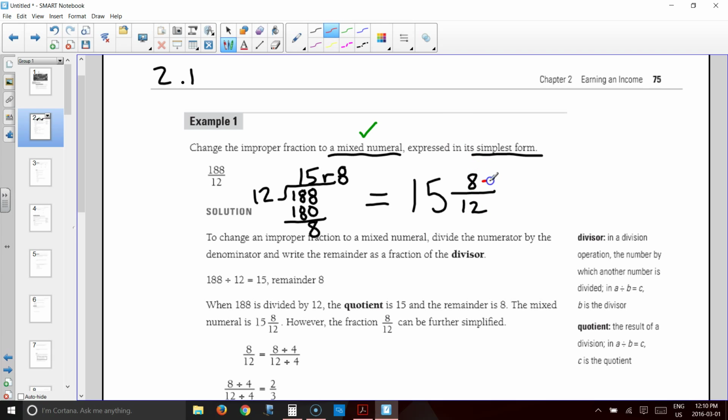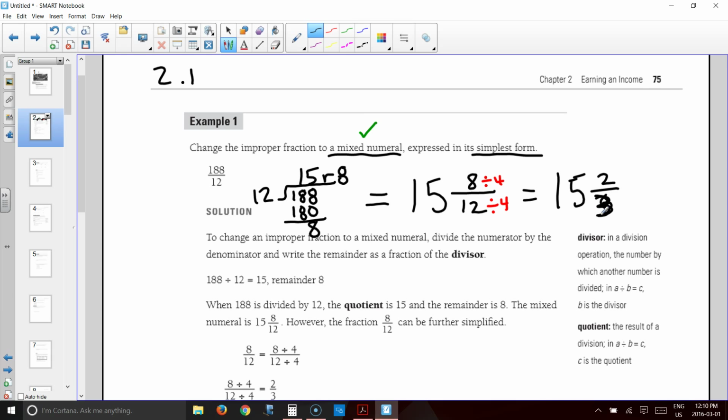So 8 divided by 4. The bottom of 12 also divides by 4, and we get 15 wholes. The fraction is 8 divided by 4 is 2. 12 divided by 4 is 6. So we could have actually used a bigger number. What number would have gone into both of those that's even bigger than 4? No, sorry, I've done something wrong here. 12 divided by 4 is 3. That's right. There is my mistake. Sorry about that. Okay, so 15 and 2/3.